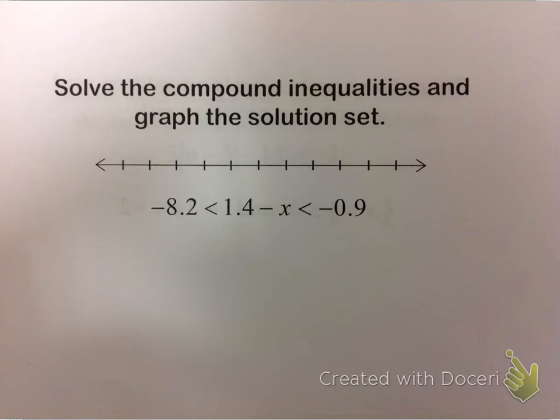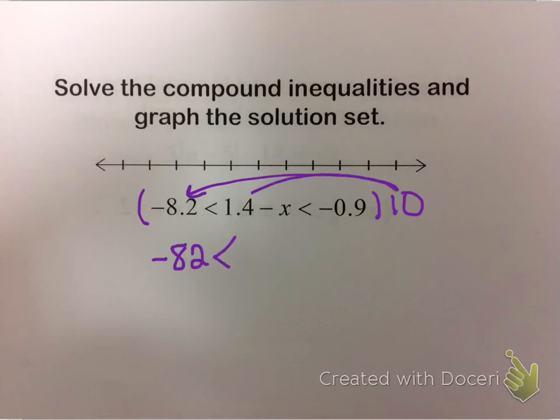Okay, hopefully you paused it. Hopefully you gave it a shot. I am going to go ahead, and the first thing I'm going to do is take the whole thing and multiply through by 10. I want to get rid of my decimals. Okay, so I distribute to there, and I get negative 82. Less than, distribute to there and get 14. Distribute to there and get minus 10x. And distribute to there and get negative 9.